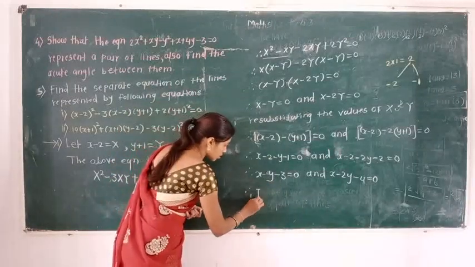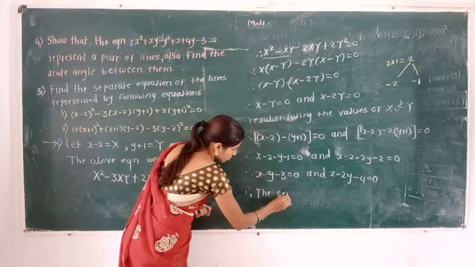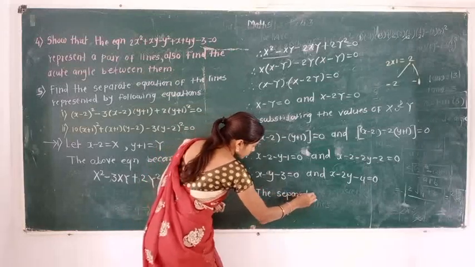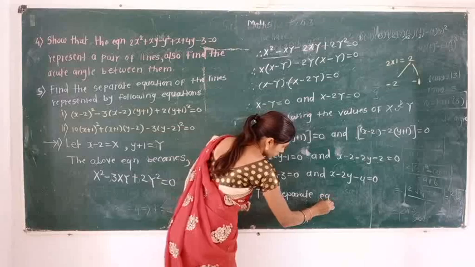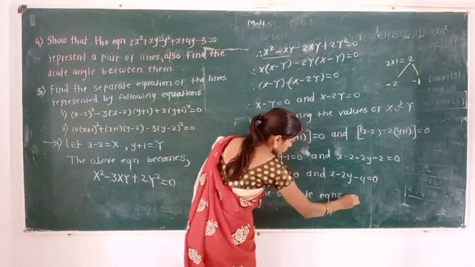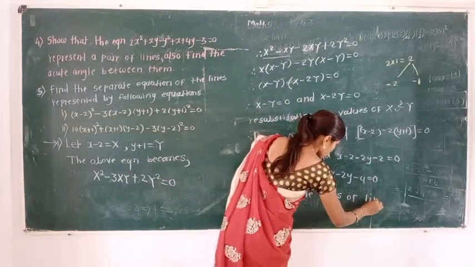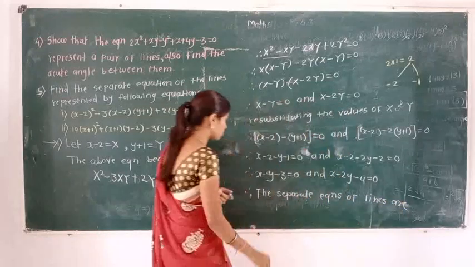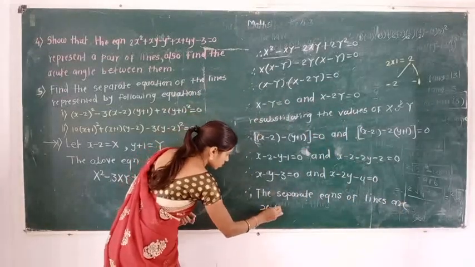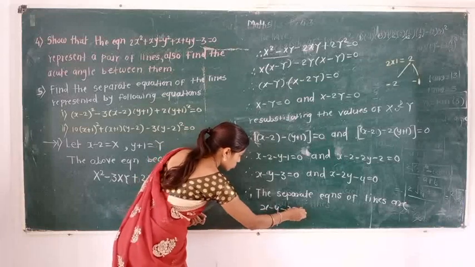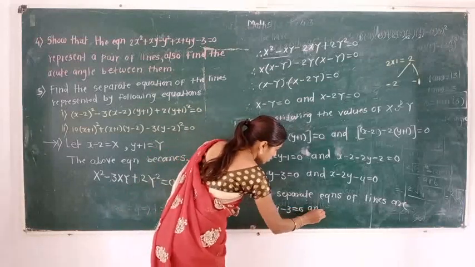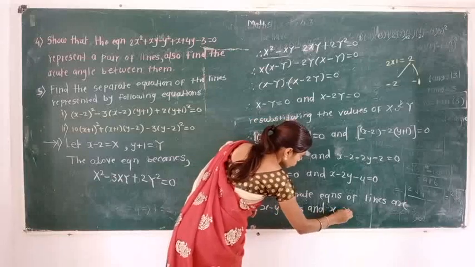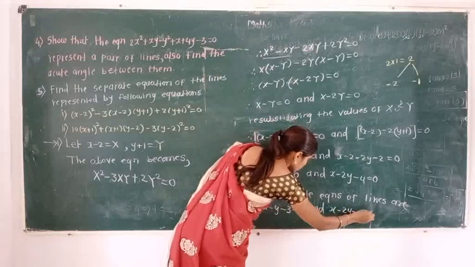Therefore we can write the separate equations of the lines are: first, x minus y minus 3 is equal to 0, and second, x minus 2y minus 4 is equal to 0.